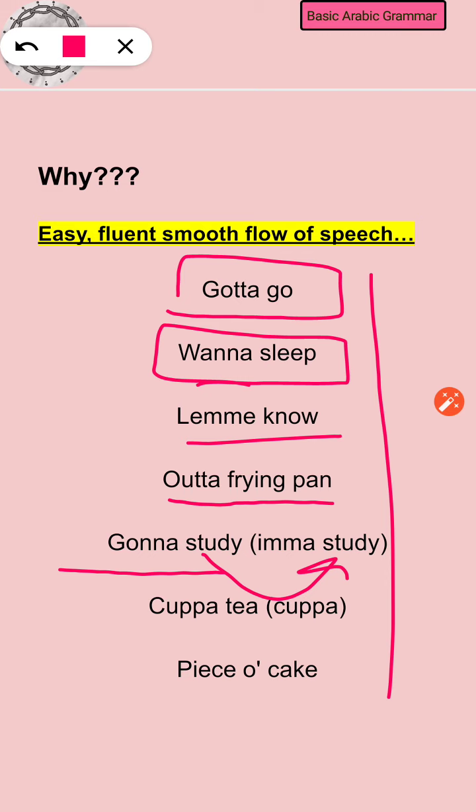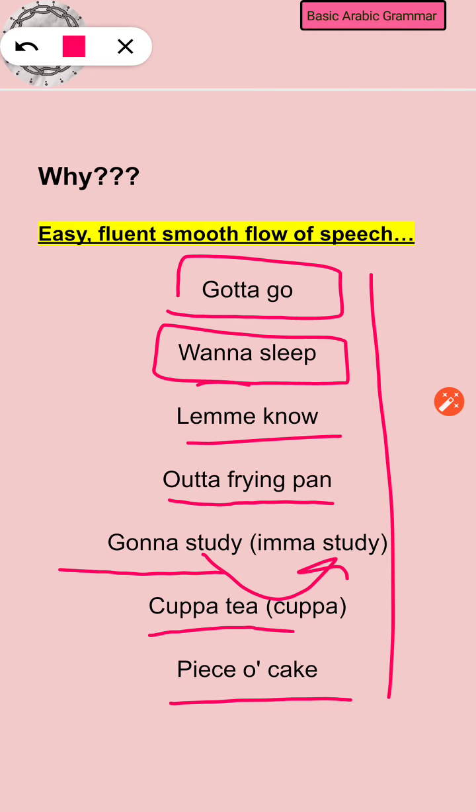So what are these things? There's no grammatical significance to them. Yes, you cannot write these contractions in your formal letters, but these are more of a verbal tradition. Similarly, we have cup of tea that became kappa tea, and now it's simply kappa. Similarly, piece of cake becomes piece a cake, where the f gets silent.